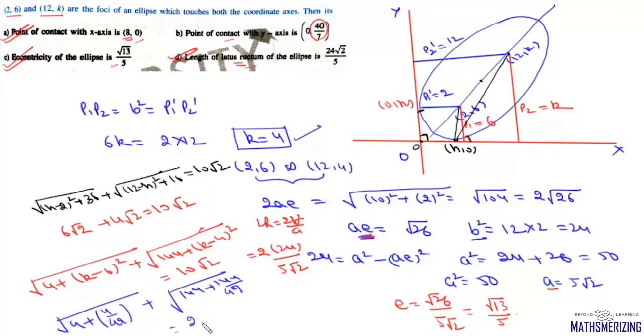So this value will be 2 under root 50 by 7, plus 12 under root 50 by 7. So it will be 14, and root 50 is 5 root 2 by 7. So it is 2 times 5 root 2, which will be simply 10 root 2, which again satisfies the given condition. So the point of contact with the y-axis is (0, 40 by 7). So in this question, all four options A, B, C and D are correct.